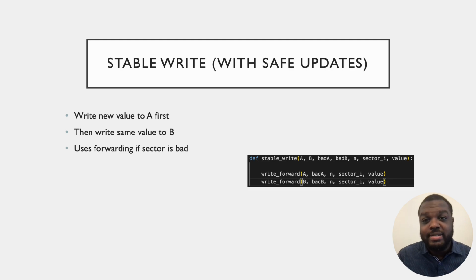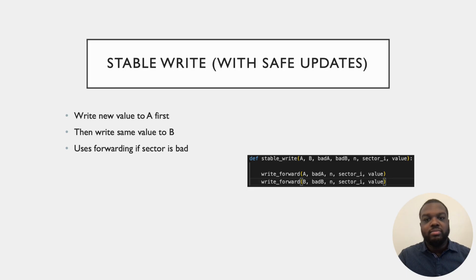Stable write updates both disk copies. The safe write order is A first, then B. If a sector is bad, the write is redirected to a spare sector. The main challenge is that a system crash can happen before both copies are updated. So the project also requires crash simulation and recovery.